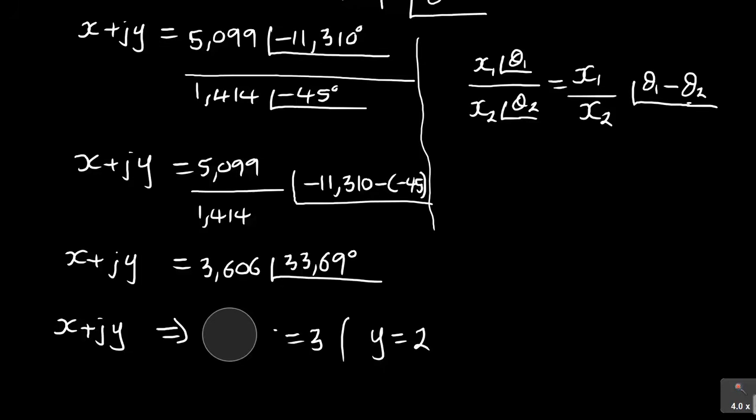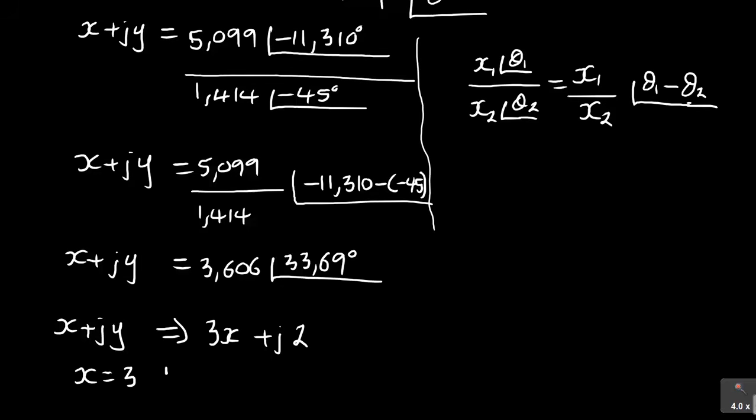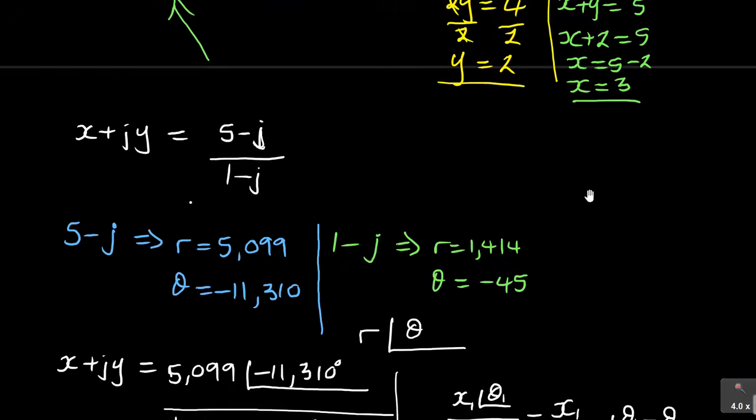But how do you write it? When you're writing it, you have to write it, remember, into rectangular form. So we are going to have here 2, I think x was 3, so it's 3 plus j2. So that's what you have, so that you can conclude that x is equal to 3, y is equal to 2. So this is converting it from polar to rectangular form. So now that is what I wanted to show you guys.